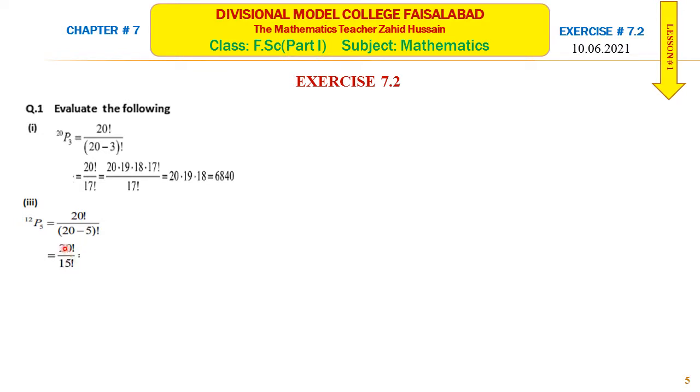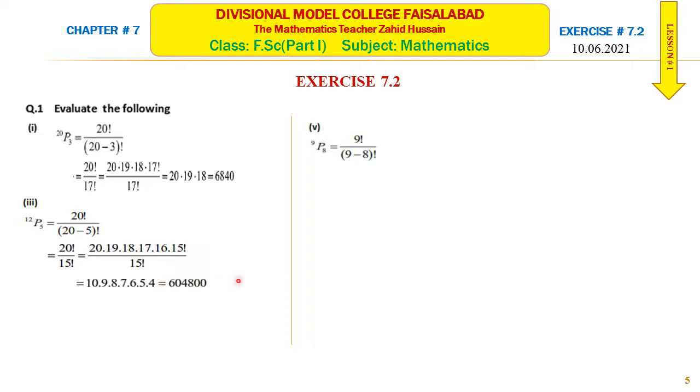Now we will write 20 factorial such that we will stop at 15 factorial, and we get 20, 19, 18, 17, 16 and 15 factorial. In the denominator there is 15 factorial. Cancel this 15 factorial with this 15 factorial, and we are left with 20 into 19 into 18 into 17 into 16. Multiply all these numbers by using the calculator, and we get 1860480.